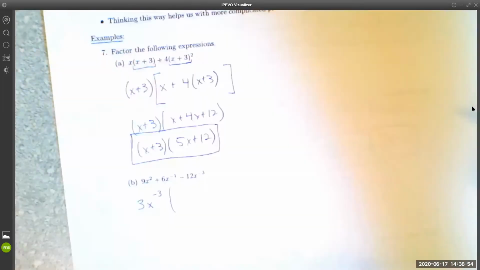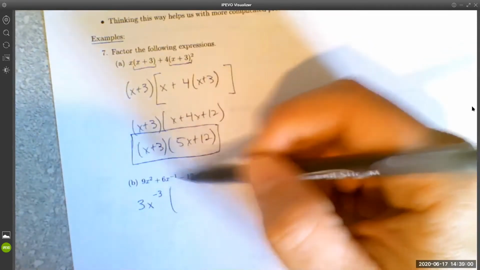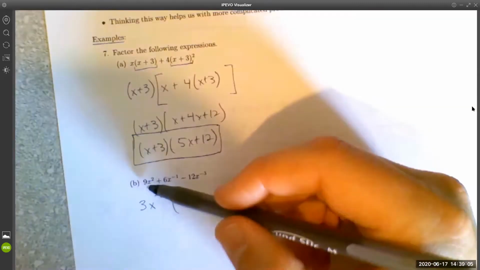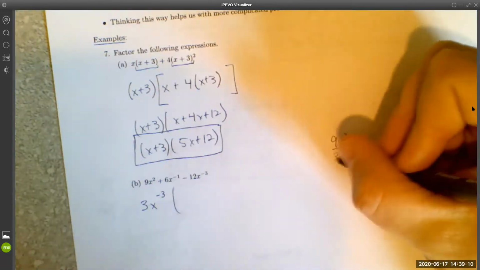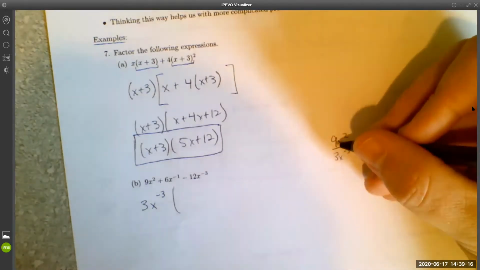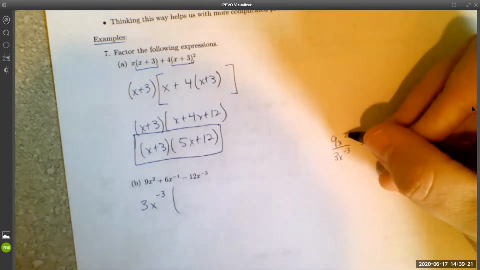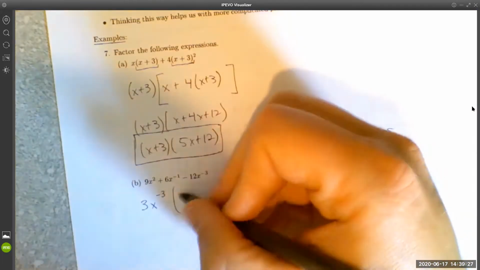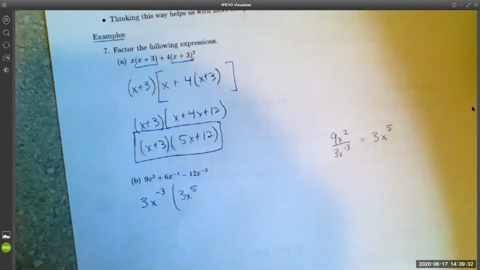Okay? Now to see what we're left with, we take turns dividing each of these terms by this GCF that we factored out. So 9x squared, let's think about this. 9x squared divided by 3x to the negative 3. The 9 and 3 are going to cancel and give us 3. And then the x, we're going to do 2 minus negative 3. That's 2 plus 3. So that's x to the 5th, right? So we get 3x to the 5th after we factor out the 3x to the negative 3 from that term.